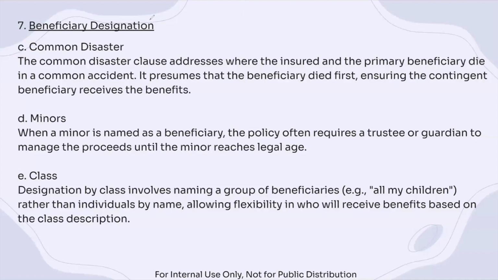Now, often minors are named as beneficiaries, and so oftentimes there is a guardian or a trustee that manages the proceeds until the minor reaches a legal age. And then lastly, primary and secondary beneficiaries, you don't have to name them individually. You can say, all of my children. With some of the policies, you have that option to name individuals by class rather than by name.